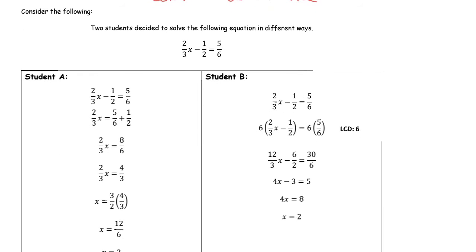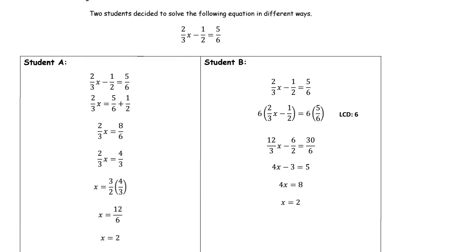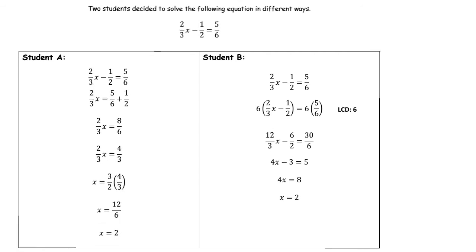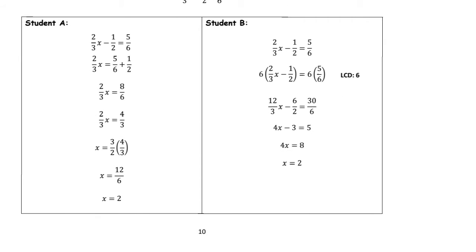So consider the following. Two students decide to solve the equation 2/3 x minus 1/2 equals 5/6. And these students choose to do it in two different ways. So let's watch student A. Student A basically decides that they're going to just deal with the fractions. So student A adds 1/2 to both sides.